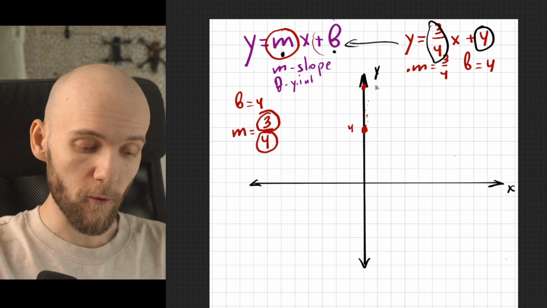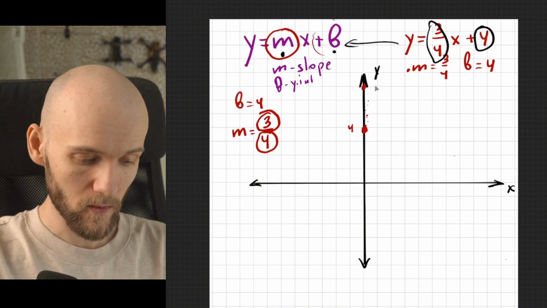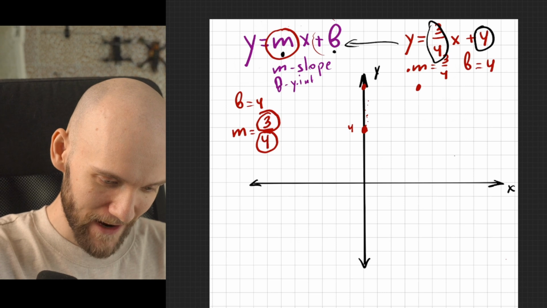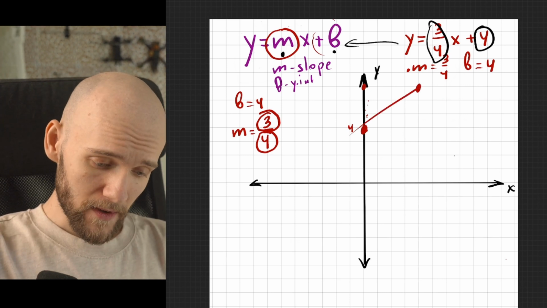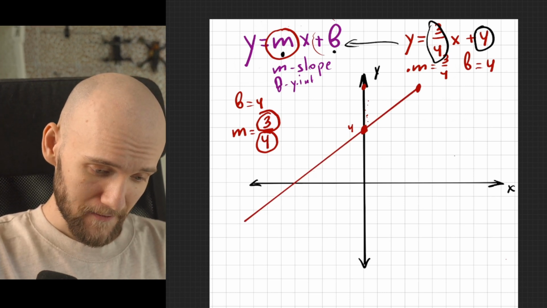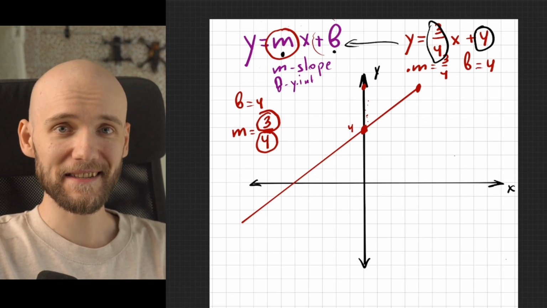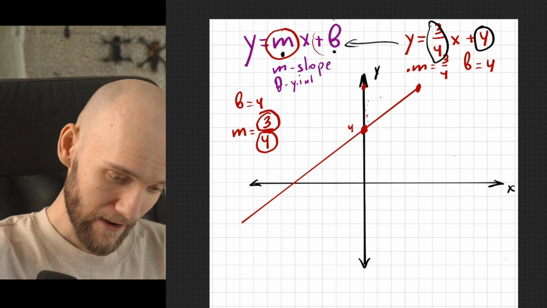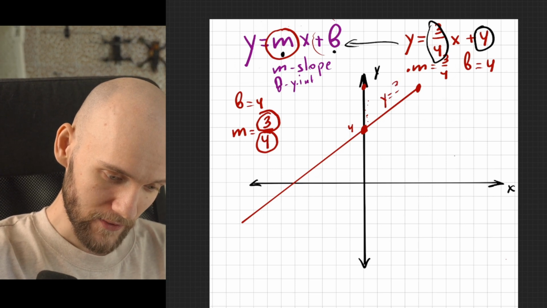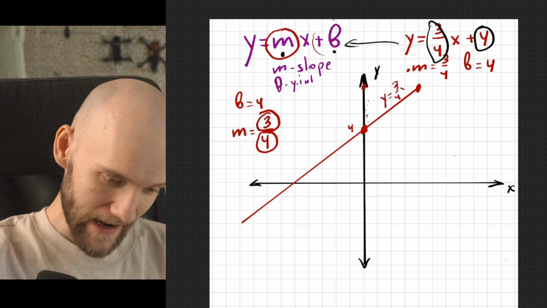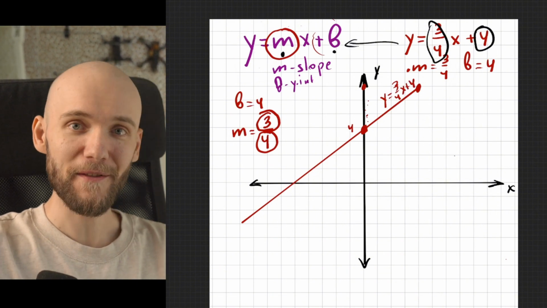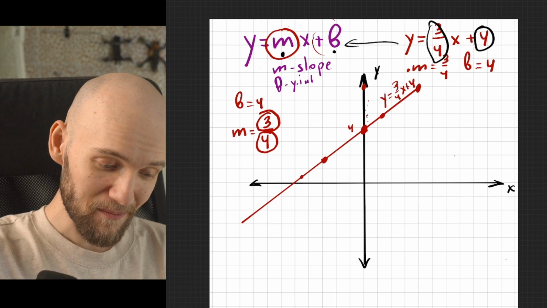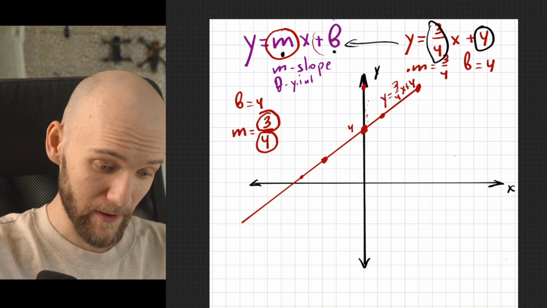So we make 4 steps to the right from this point. 1, 2, 3, 4. And we find ourselves here. So now what we have to do is just connect those 2 points like this. And this is the graph of our linear equation. This is the graph of y equals 3 divided by 4, x plus 4. This is our solution. And every point on this line will be the solution of our linear equation.